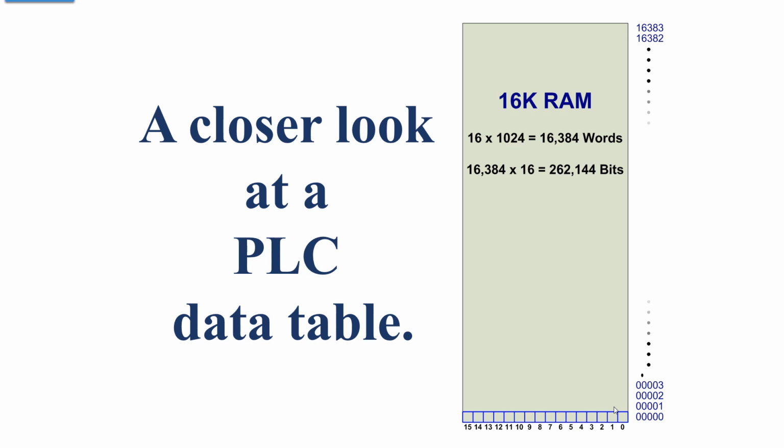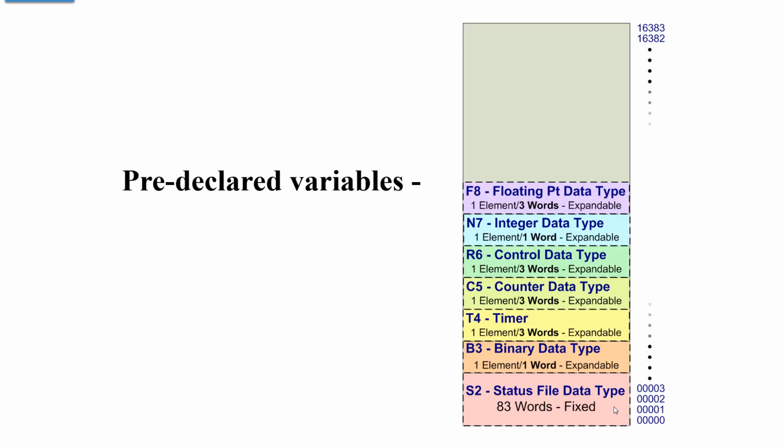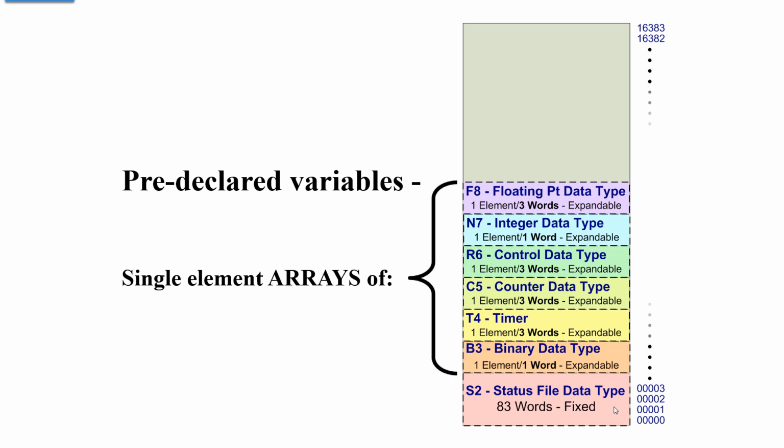Now, I've jumped up here from 8,192, which would be 8K, to 16K, which is 16,384 words in memory, over 260,000 bits. So this has the logical equivalent of 262,000 plus relay coils that you can query the state of these bits in memory in your logic. When you create a project with any kind of an RS Logix 500 processor, you automatically get something that looks like this: S2 status, one element of B3, T4, C5, R6, and 7. And if the processor supports floating point, then you get one element of a floating point data type. Now these are single element arrays, which means that each one of these files, 3, 4, 5, 6, 7, and 8, can be expanded to more elements in the array.